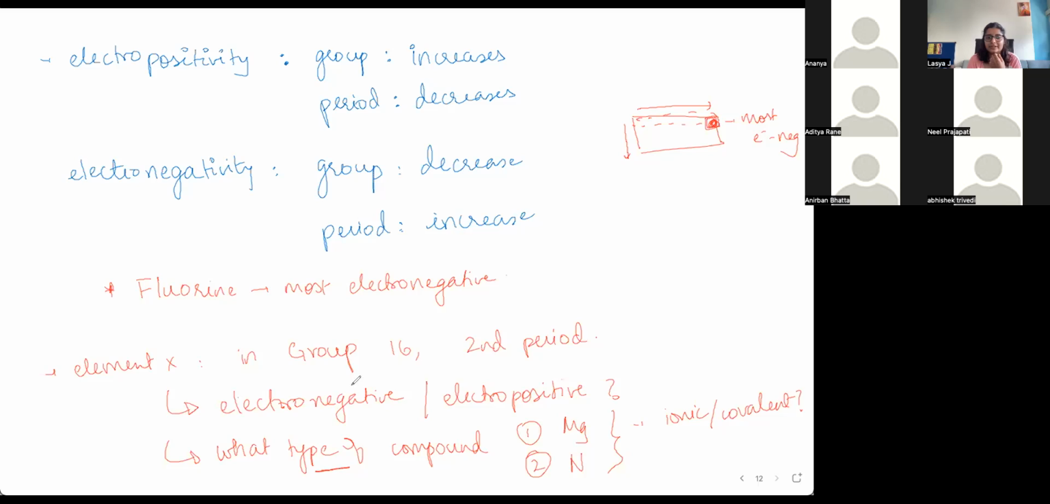So this is an electronegative thing. Nikki has said electronegative, meaning it's going to be predominantly a non-metal. So magnesium is a metal. So between a metal and a non-metal, what kind of compound will it be? And nitrogen is again a non-metal. So between non-metals, what kind of compound will it be? Covalent. Okay. So that's how you have to answer. That's the route that you need to figure out.